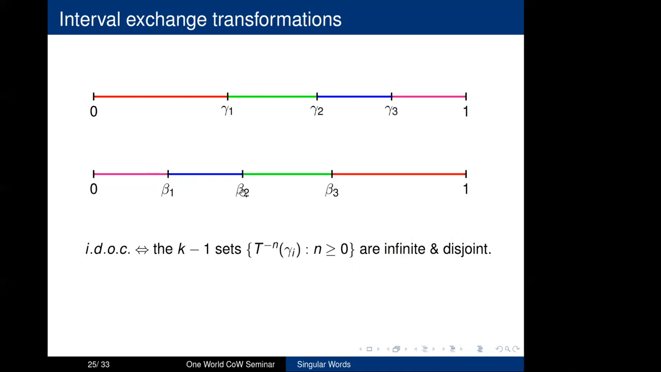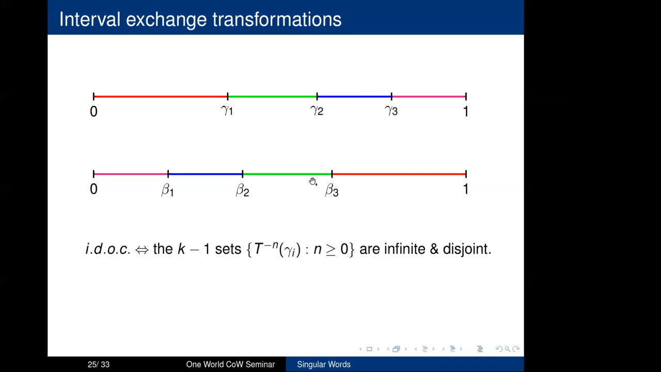And often when people study interval exchange transformations, they insist on this condition, this property called IDOC, which was introduced by Keen. And the IDOC condition says that the k-1 negative trajectories of the gamma i's, which are the points of discontinuity of the interval exchange, should be infinite and disjoint. So the I here is for infinite, the D is for disjoint. It's the infinite disjoint orbit condition, okay?